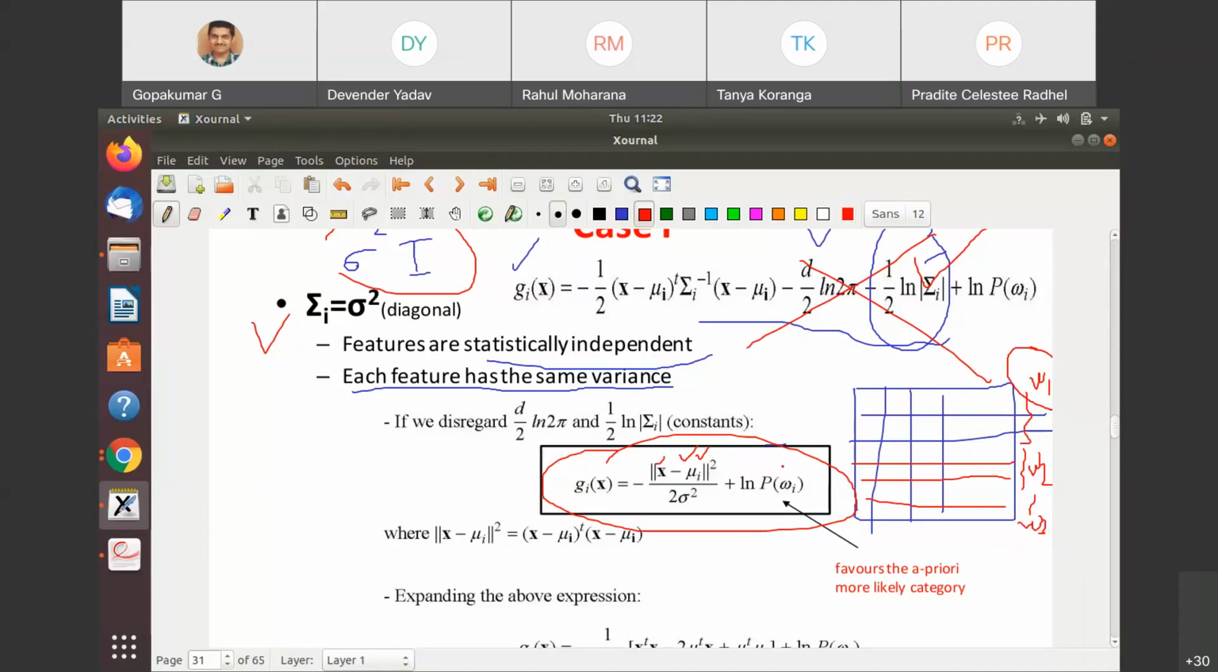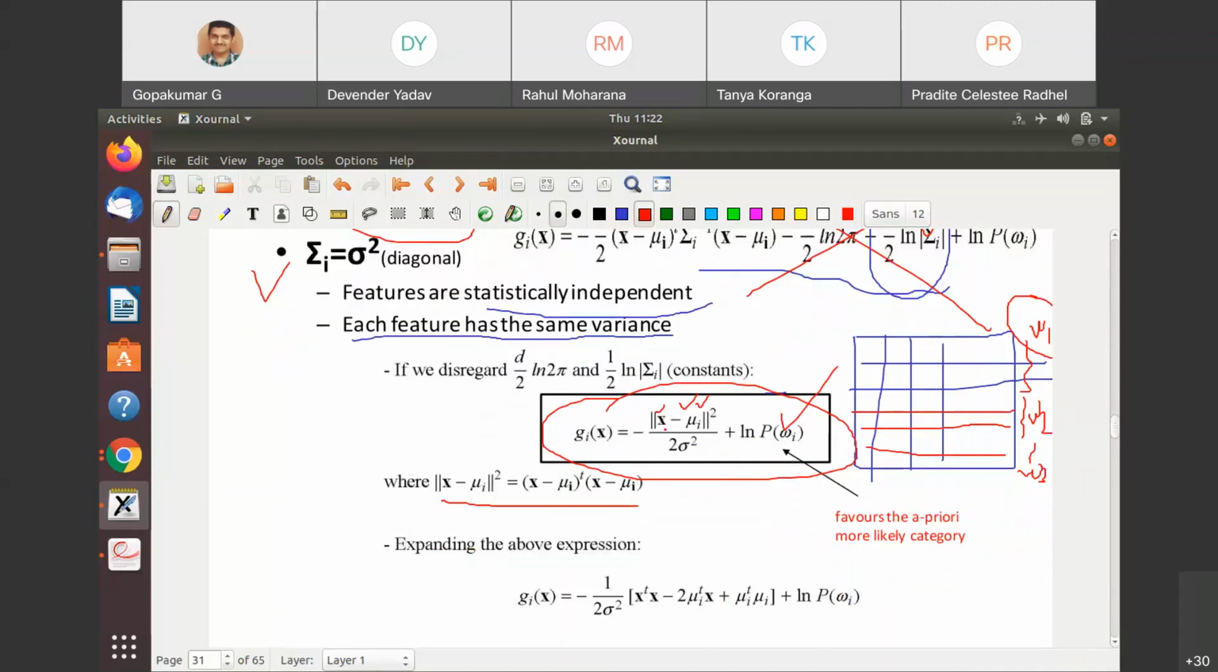Then similarly, we have the prior probability also. That is what this particular term is, the term that we have taken. And that is how the discriminant function will look.